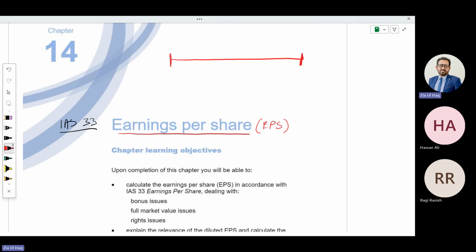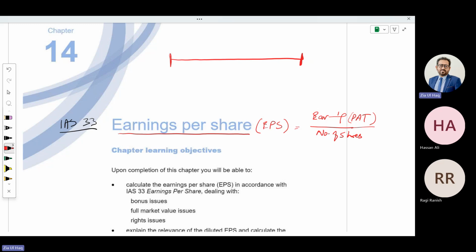How much does a shareholder earn per share? How can we calculate this? Total earnings divided by number of shares. Earning, what is meant by earning? Profit after tax. Earning means profit after tax, because company pays to shareholders from profit after tax, divided by number of shares.